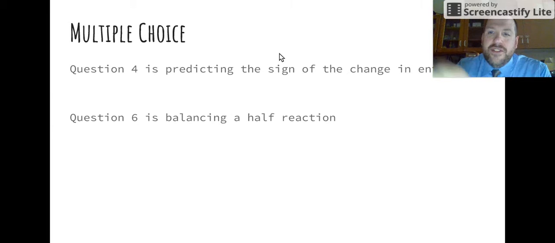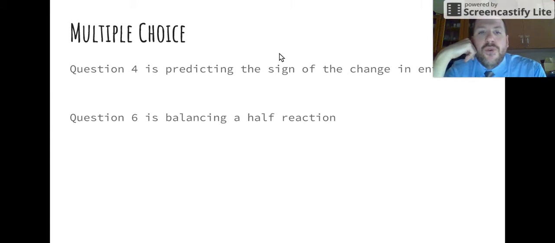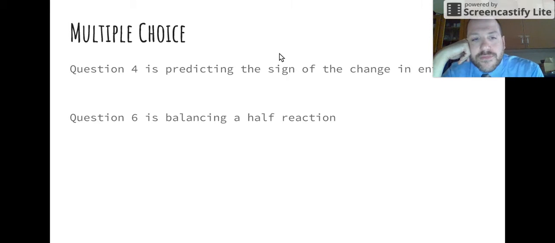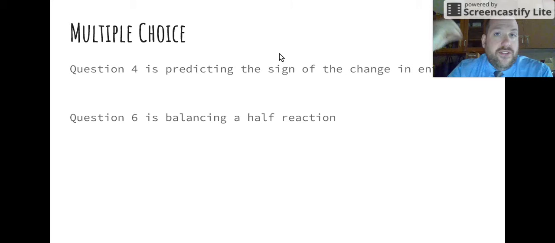And then question 4 is predicting. You can't see it because it's cut off a little bit, but multiple choice question 4 is going to be predicting the sign of the change in entropy. So remember that has to do with the number of moles of gas. If it's going to more moles of gas, that's a positive change in entropy, a positive delta S, so to speak. If you're going to less moles of gas on the product side, then that is a negative delta S.